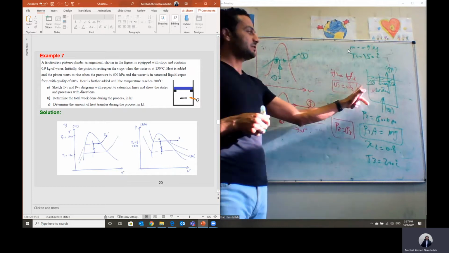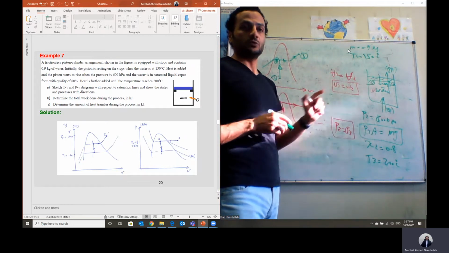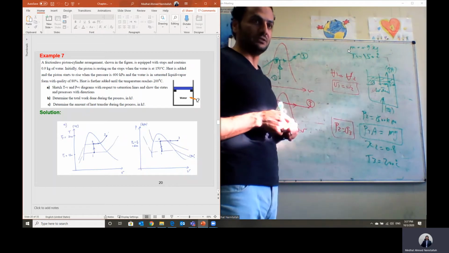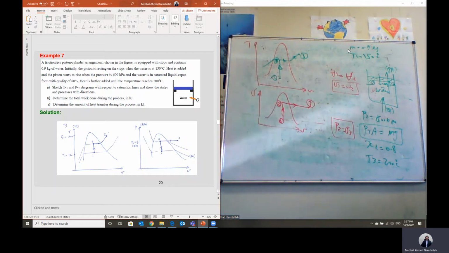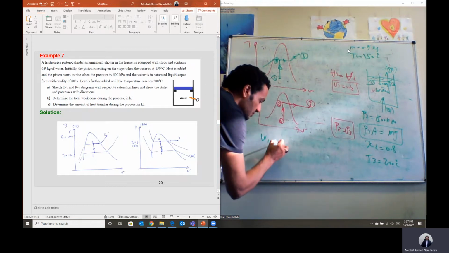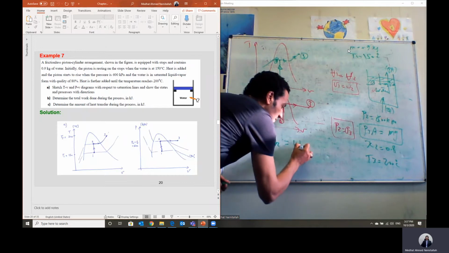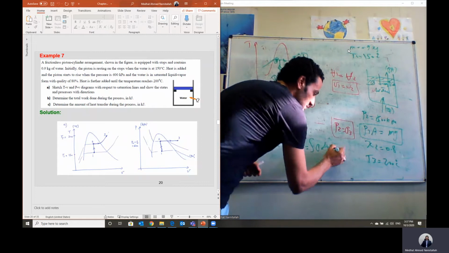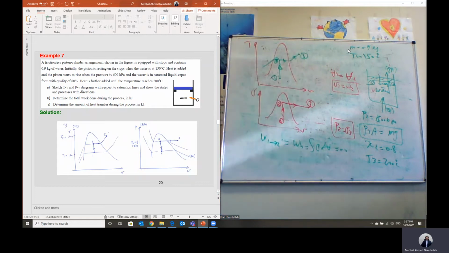So in this case, do we have electrical work? Do we have shaft work? We don't. But we have a gas in a piston-cylinder device, and one of the boundaries is moving in this case. So we have boundary work. But for the process from 1 to 2, this is a constant volume process. The piston is not moving. So the boundary work for the process from 1 to 2, which is the integration of P dV, with the volume constant, is 0.